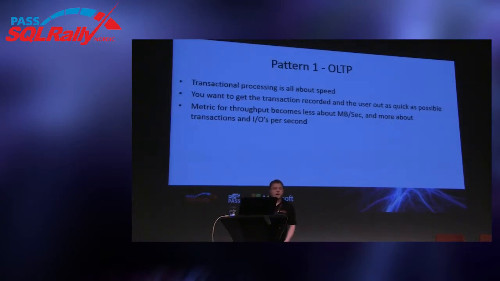So take, say, Amazon as an example. If you click buy now, you don't want to sit there for 15 seconds while a couple of things happen behind the scenes. You're going to get impatient after about 2 or 3 and start hitting back and stop and whatever else. So you need to make sure that you can get that transaction processed and the acknowledgement back to the client as quickly as possible. So your metric for throughput is less about your megabytes per second and more about transactions and IOs per second.